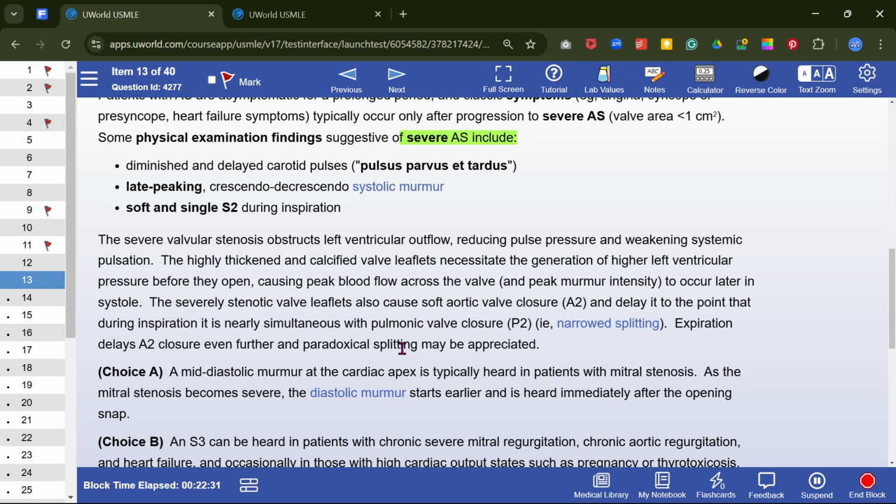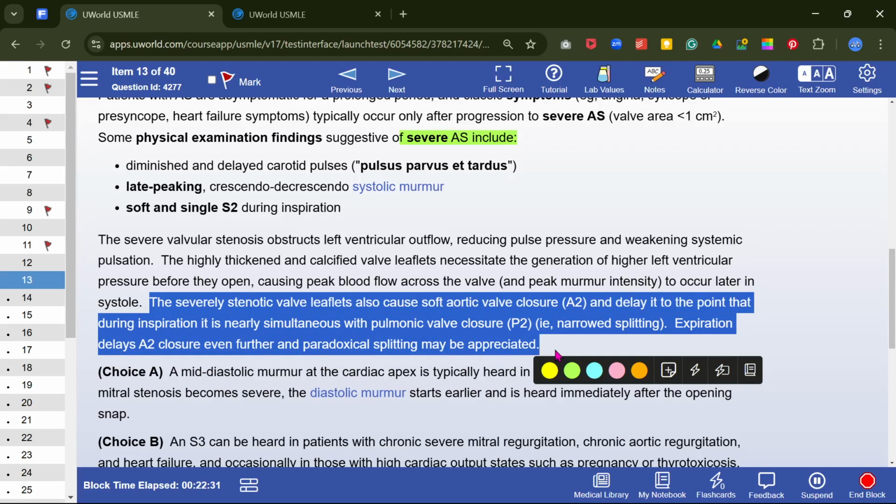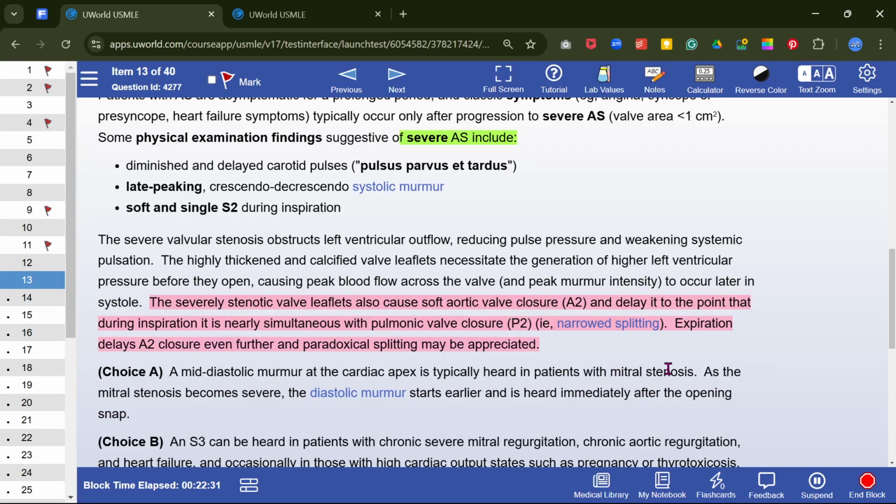Okay, you explain the last part. Why did you tell me late? Yes, mild was early. So late is due to the last portion, the severely stenotic valve leaflets causing soft aortic valve closure.